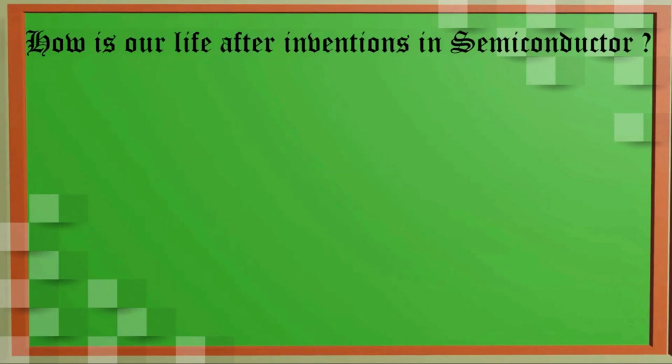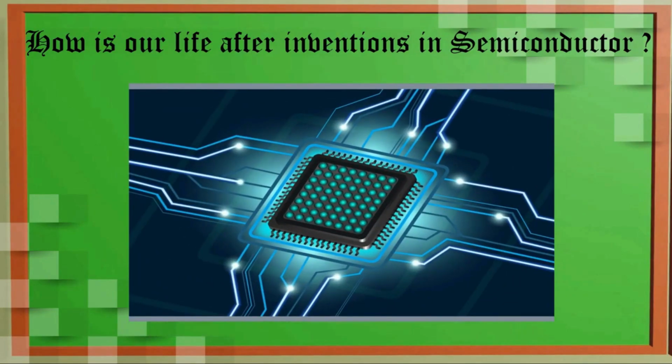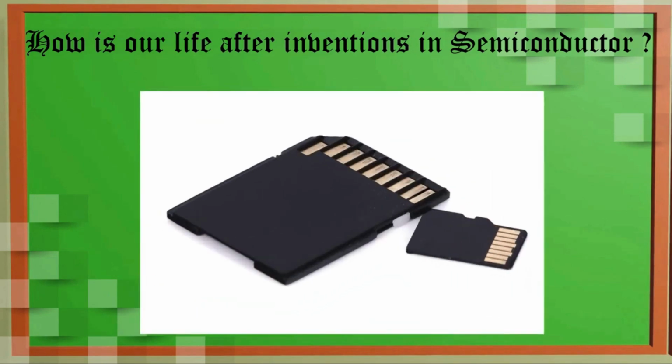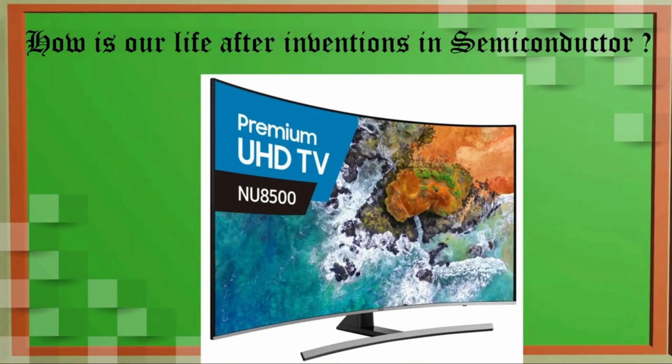But after the invention of semiconductors, life has completely changed. We have mobile phones. All mobile phones work on a processor, and a processor is nothing but an integrated circuit. This integrated circuit or processor is nothing but a semiconducting material. On a semiconductor, we make various ICs, and not only ICs, but also memories. The memory cards we use in our day-to-day life are also made of semiconductors. The motherboards, various chips, the diodes, the transistors, everything is made of semiconductors.